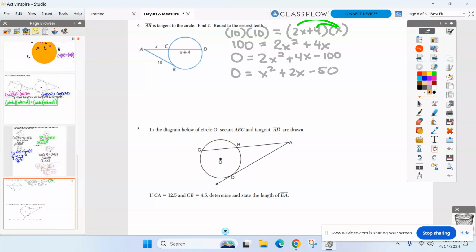Is it negative 1 plus or minus radical 51?